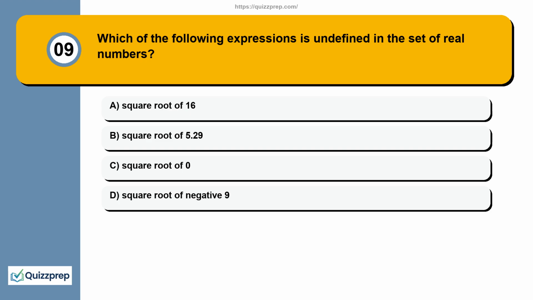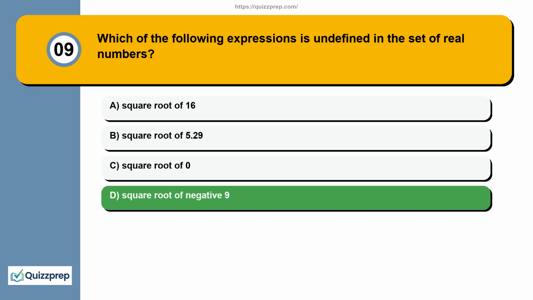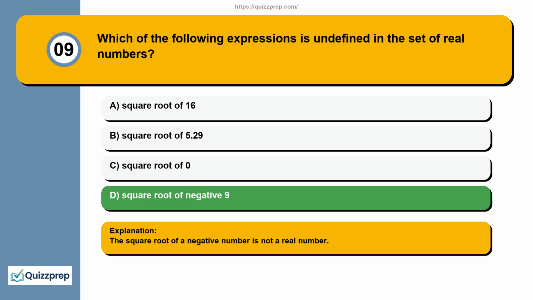Question 9. Which of the following expressions is undefined in the set of real numbers? Square root of 16, square root of 5.29, square root of 0, square root of negative 9. The square root of a negative number is not a real number.